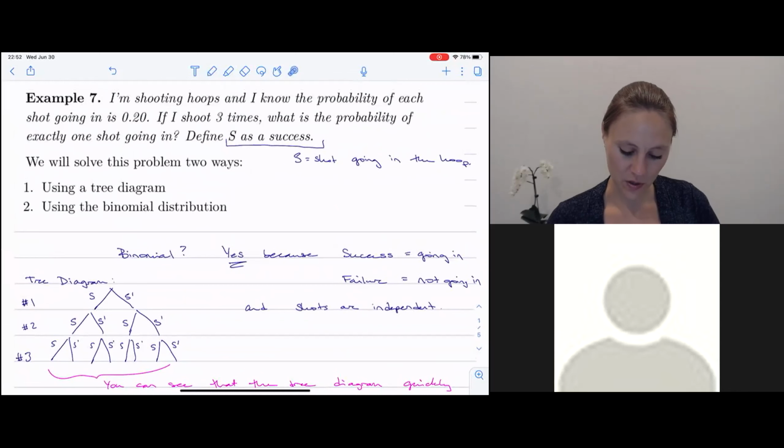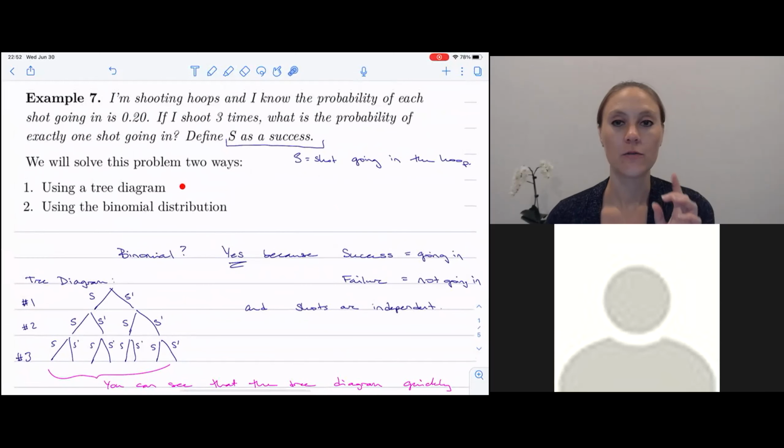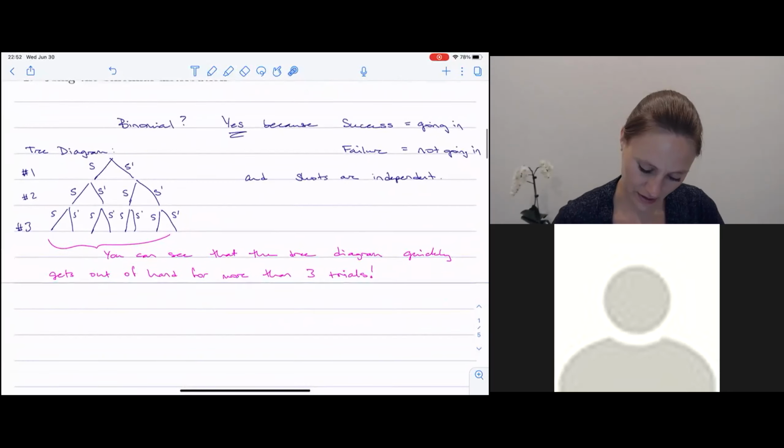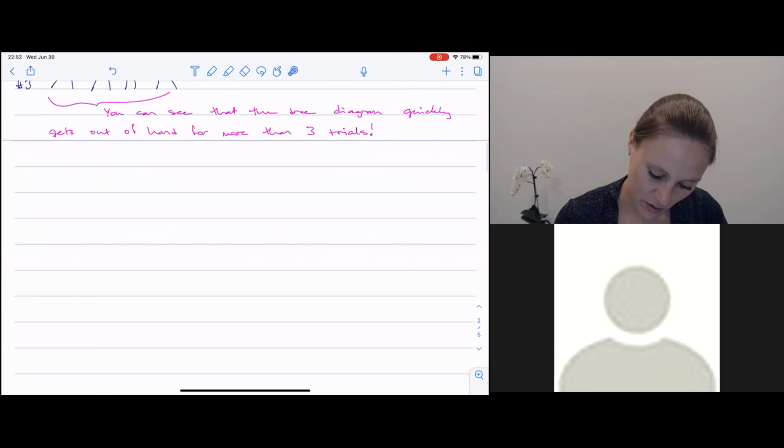Oh yeah, so we're gonna solve it two ways. First, I want to show you with the tree diagram, just to show you what's going on here. And then I also want to introduce the binomial distribution to calculate these probabilities. And you'll see that it's a little bit easier once you get the hang of it. Okay, so first let's start with the tree diagram.